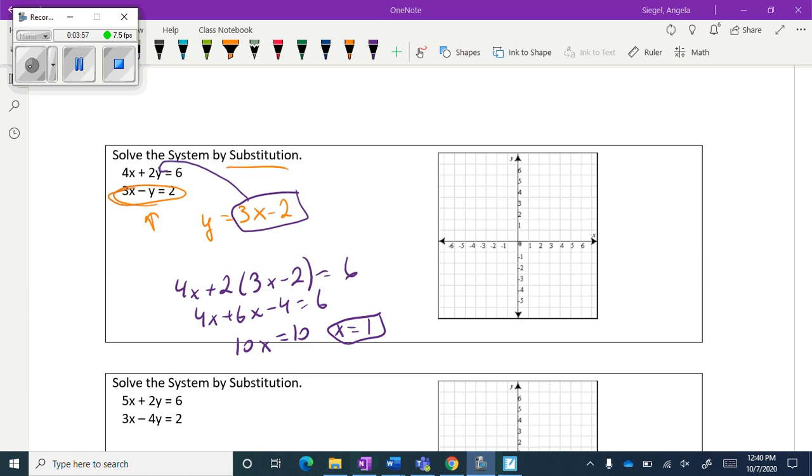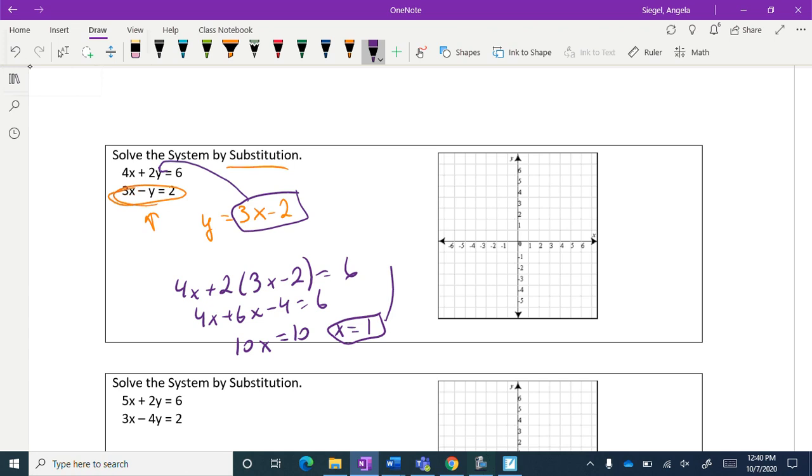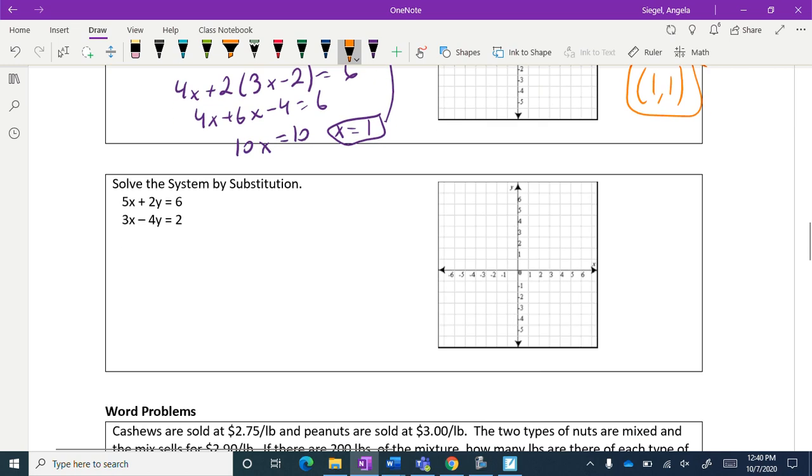Okay, so you should have gotten x equals 1, and this problem should be starting to look familiar now because it was that very first one that we did. So once you have 1, you're going to plug it in for x there. So 3 times 1 minus 2 is 1. So my solution, just like we found in that first problem, is (1, 1). And I don't have to do any graphing then. Okay, so this one solved by substitution.